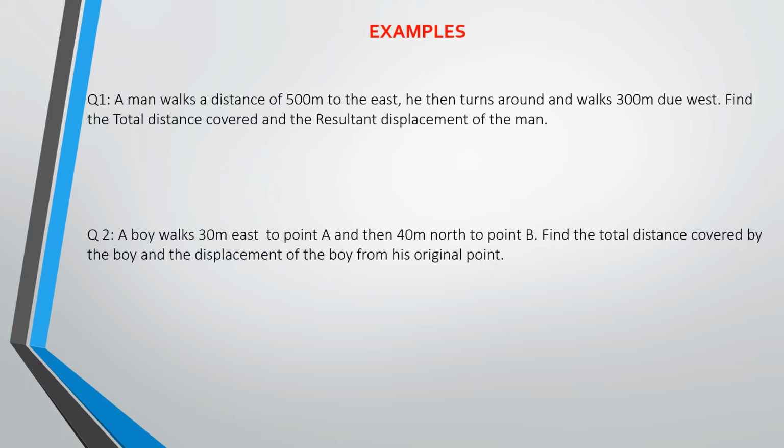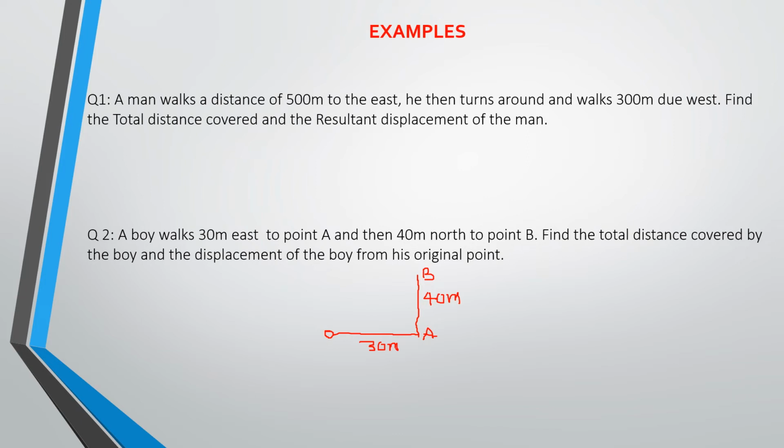So this we can also represent with a simple diagram. Assuming the boy starts from point O and he moves east, say 30 meters, then he now goes north. He moves from O to A, right? And he now goes north to B, say 40 meters. This is 40 meters, right? Then this is 30 meters. That's what the question says.